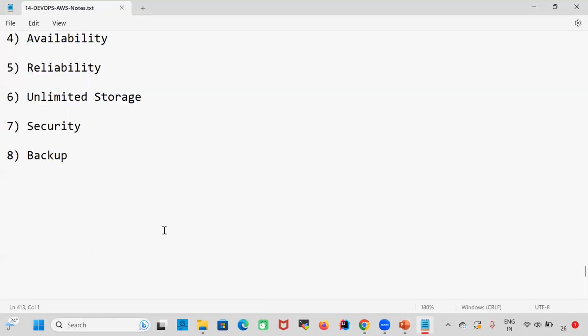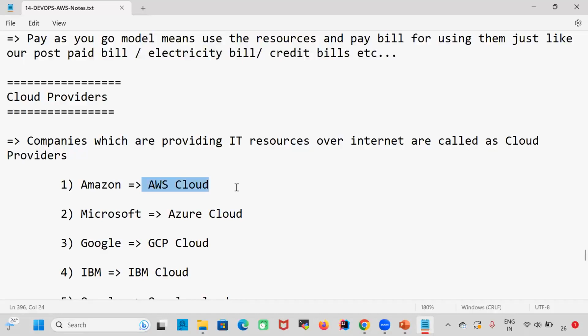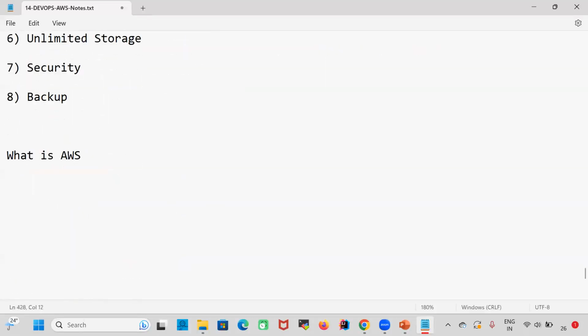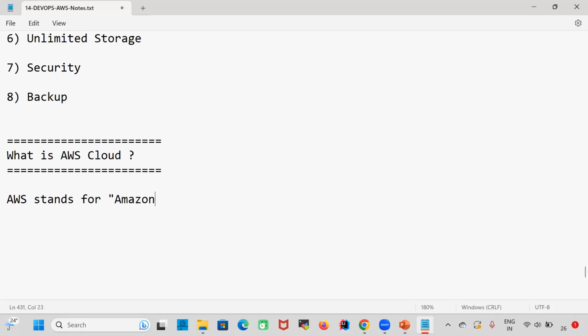Now, as part of this course, we are going to learn AWS Cloud, how to set up infrastructure using a cloud. That is part of our syllabus. So what is AWS Cloud? AWS stands for Amazon Web Services. Whatever services are required to run our business, Amazon is providing them through the web. That's why it is called Amazon Web Services.